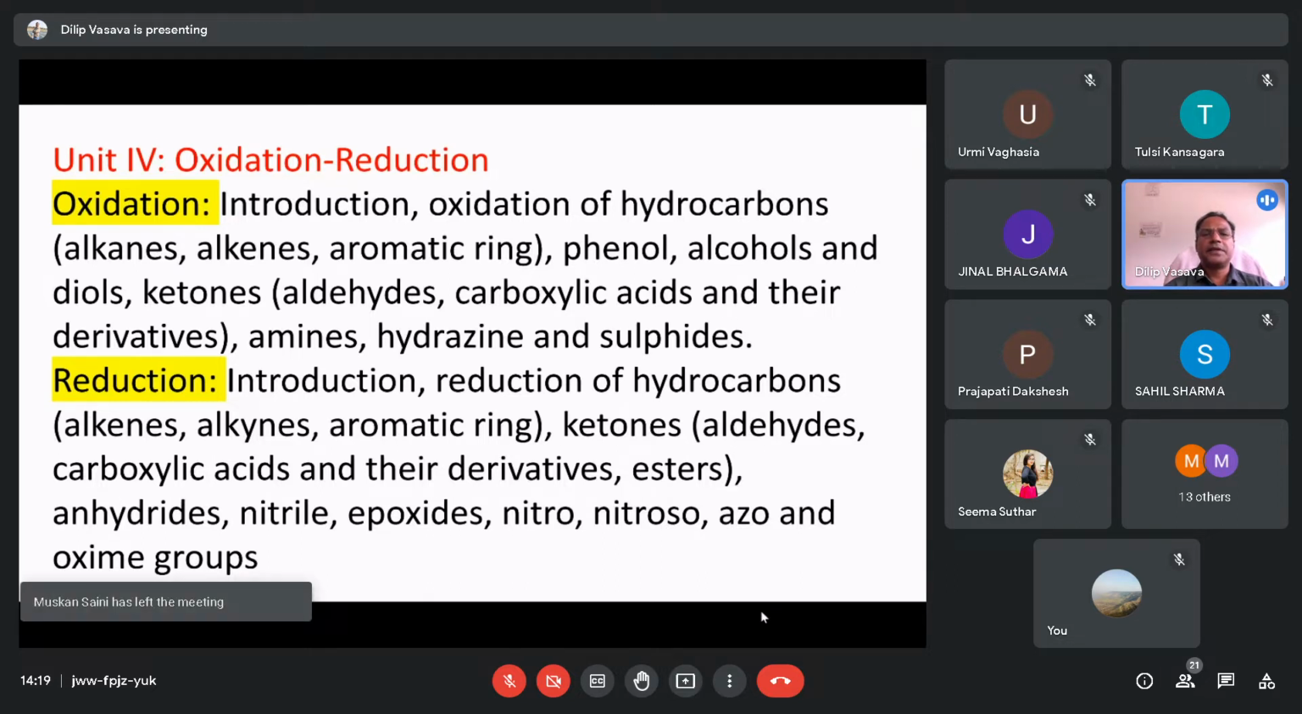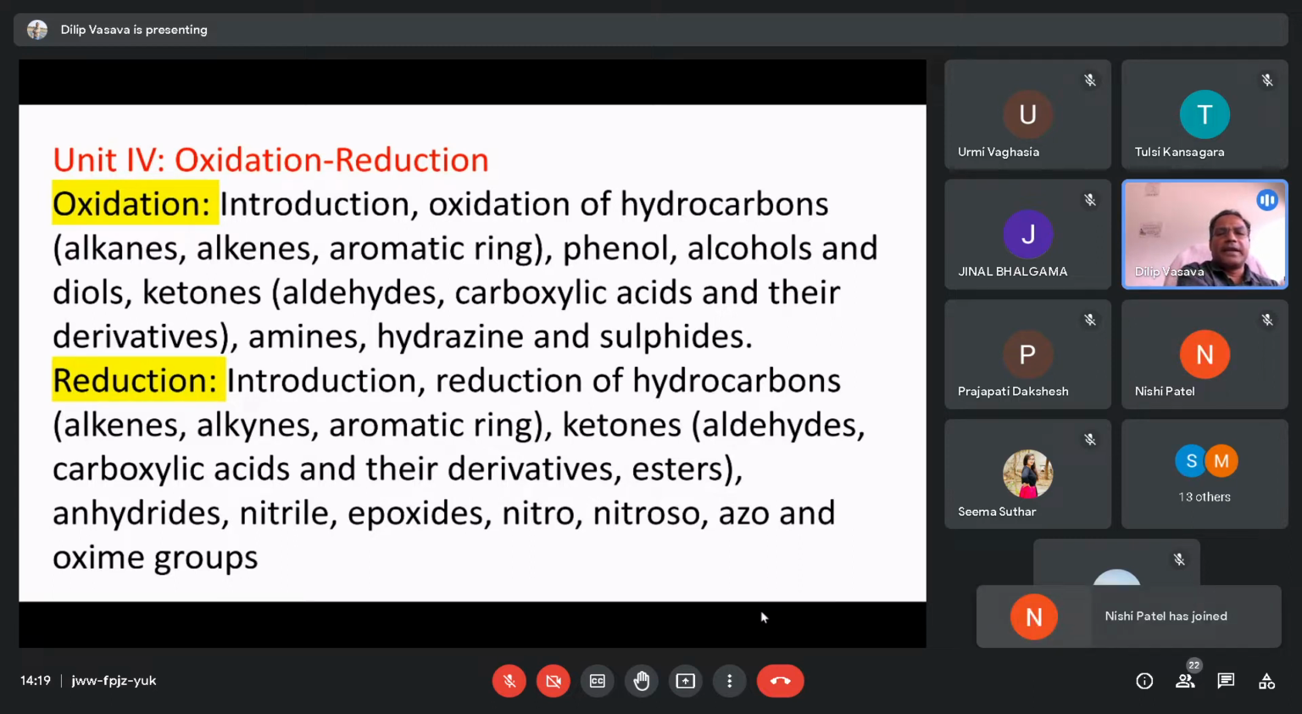That is the introduction, and oxidation of hydrocarbons, alkanes, alkenes, aromatic ring, phenol, alcohol, diols, ketones, aldehydes and carboxylic acids and their derivatives, amine and hydrazine and sulfide. So these many functional groups are included for the discussion of the oxidation reactions.